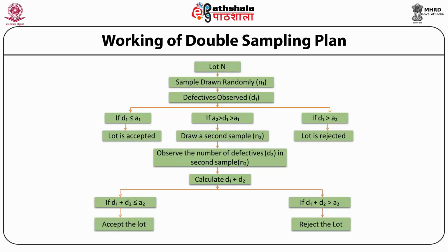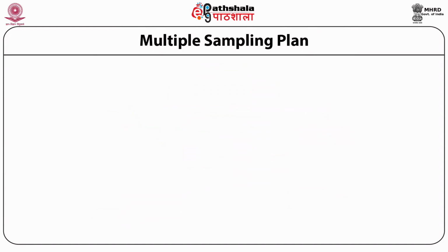If D1 plus D2 is smaller than A2, accept the lot. If D1 plus D2 is greater than A2, reject the lot. Third, if D1 is greater than A2, the lot is rejected.